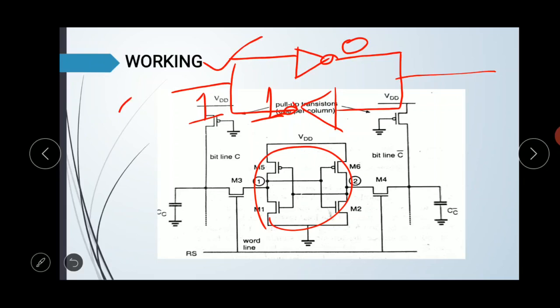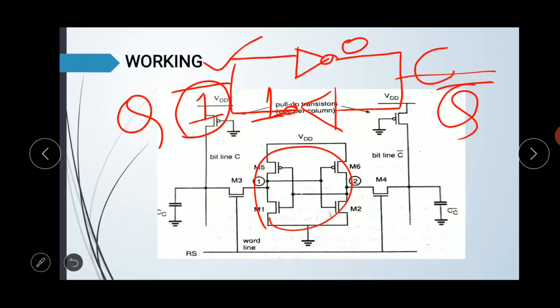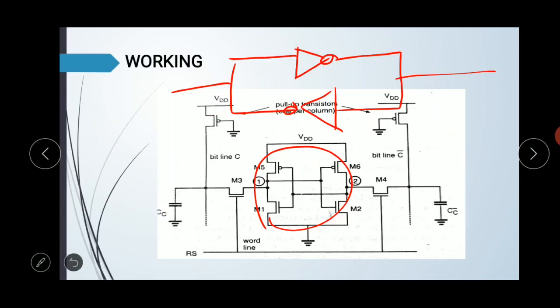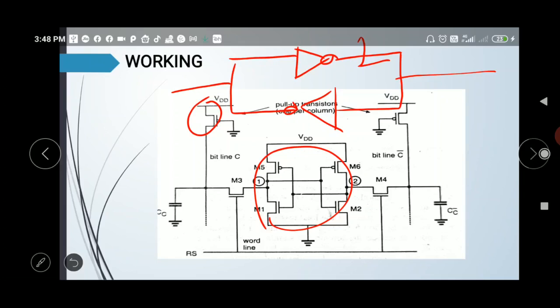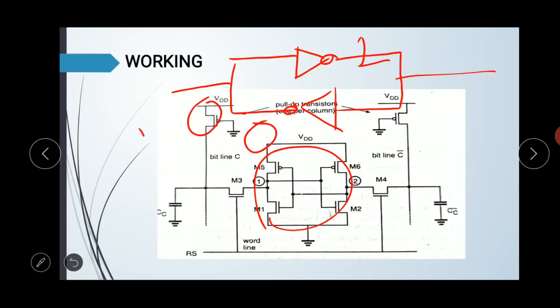So we can say if here it is Q, then here it is Q bar. So always here we get 1 and here 0. Like this, if here we give 0, then at the output of the first inverter we get 1, then at the output of the second inverter we get 0, means here we always get 0 and here we always get 1. So Q equal to 0 and Q bar equal to 1. Like this it stores the data.